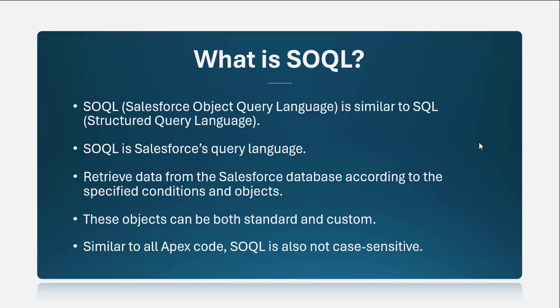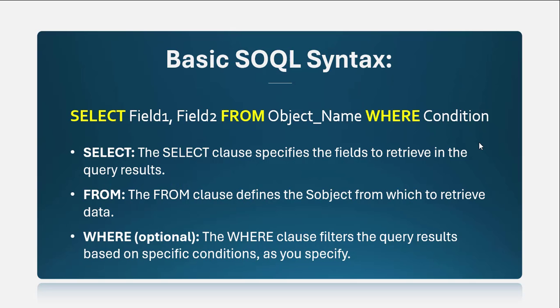Now we will see basic SOQL syntax. Here you can see, first we need to write the select clause. In the select clause we need to provide fields. After that we need to use the from clause. In that from clause we need to provide the object name from which we want to retrieve the records. And after that we can use the where clause. So let's understand what is the use of these clauses.